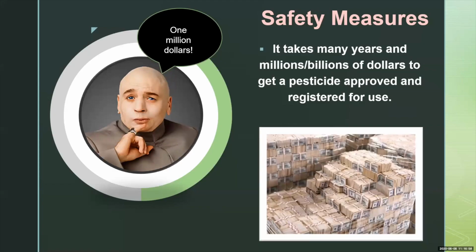There are a lot of safety measures because pesticides are a tool that growers can use, but just very similar to a situation we're going through right now with the coronavirus, you can't just put a vaccine out there. You need to do a lot of studies. It can take several years and millions and billions of dollars to get a pesticide approved and registered for use. So not much different from the process to get a vaccine approved as well.